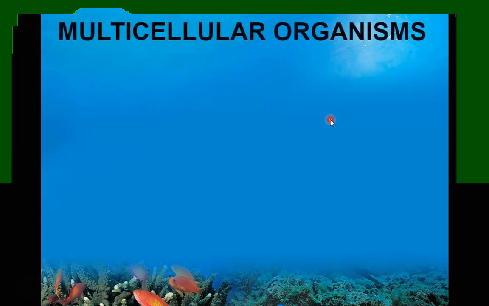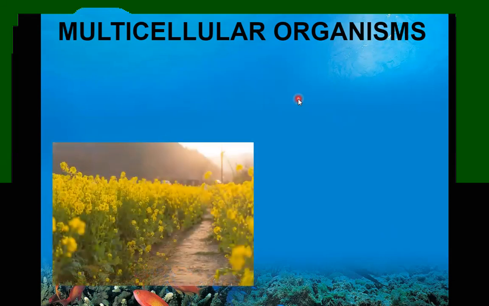Now, the third category after the unicellular organisms and the colonial organisms is the multicellular organism. As the word indicates, multi means many, so it means that many cells are forming the organism. One of the best examples of multicellular organisms is human beings.